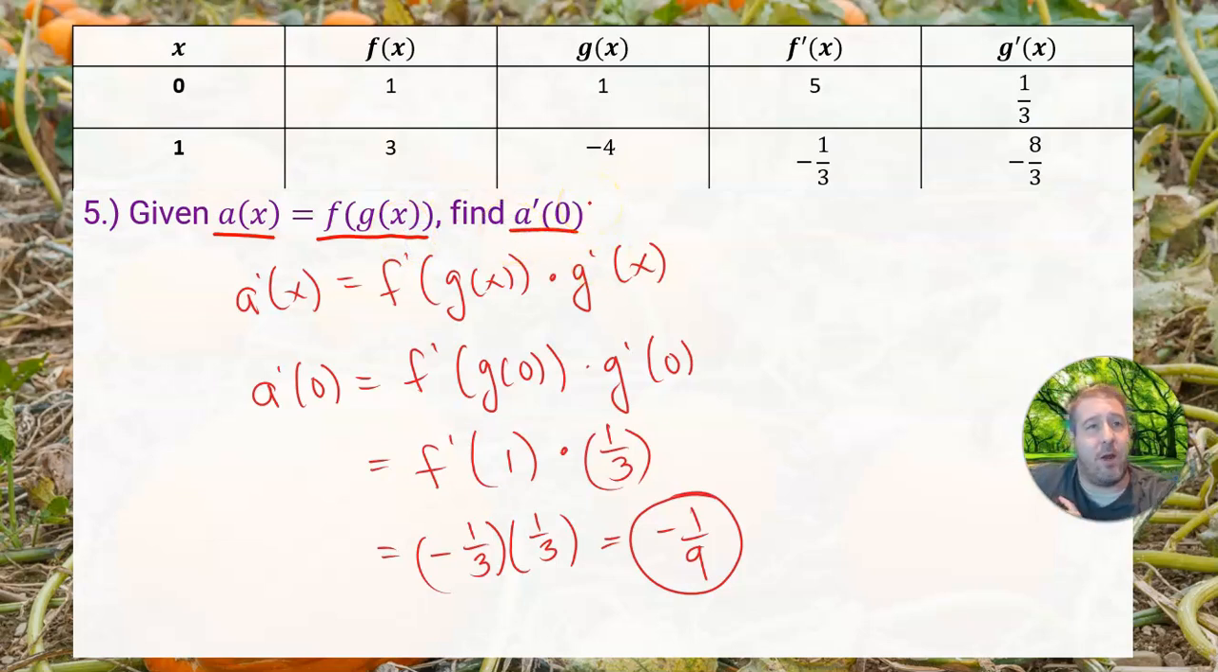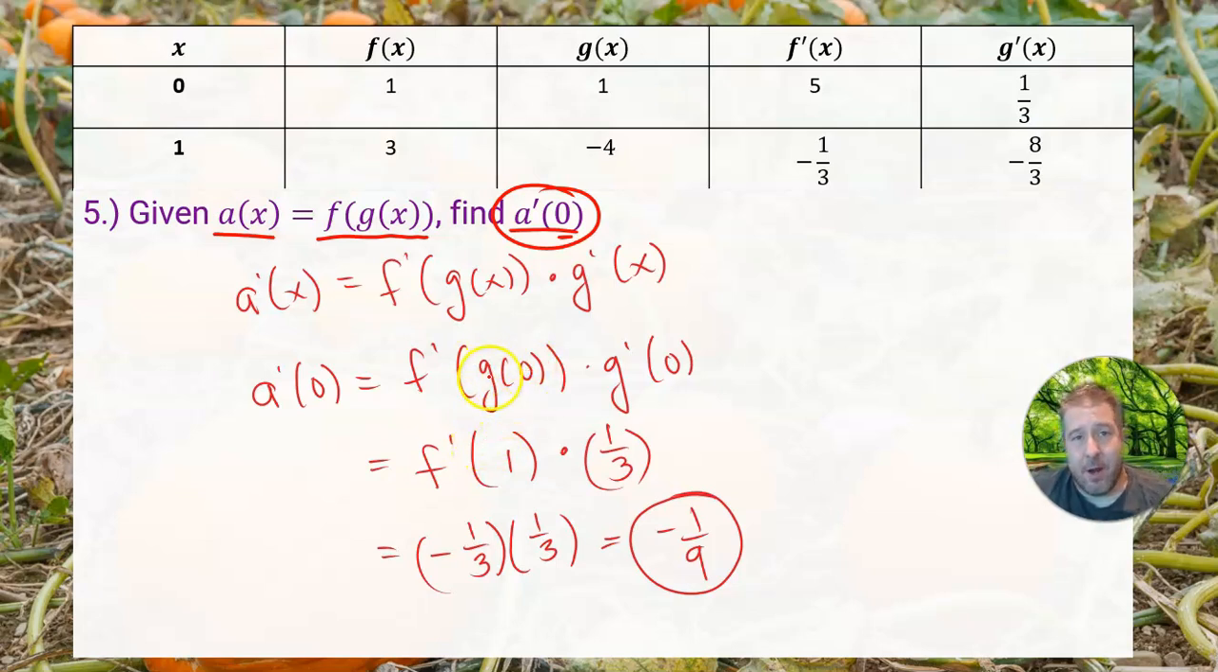The first thing you're going to want to do is find the equation for a prime of x. So you're trying to find, okay, if all of this is a of x, what would a prime of x be? Well, that's essentially just the chain rule. A prime of x is the composite function, f prime of g, so derivative of the outer function times the derivative of the inner function. Then I'm going to take 0 and I'm trying to find this, so I'll plug in 0. Then at that point, I'm going to start substituting things.